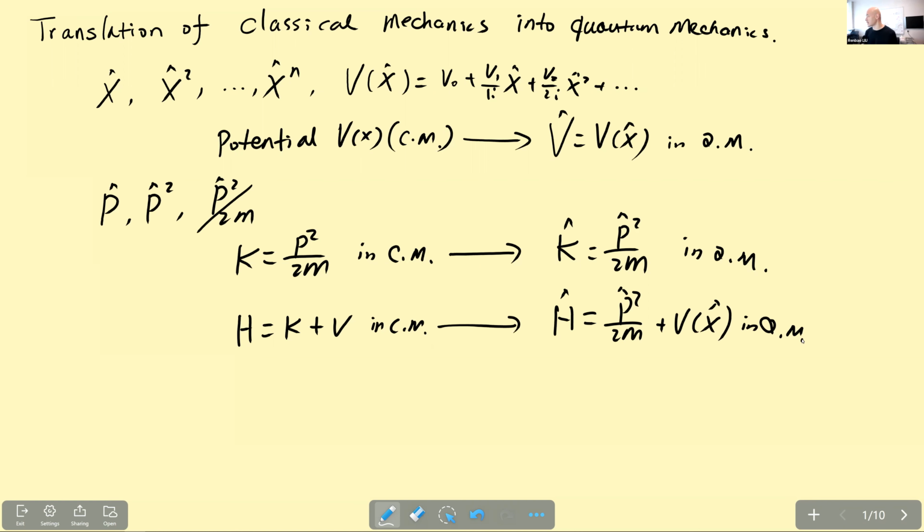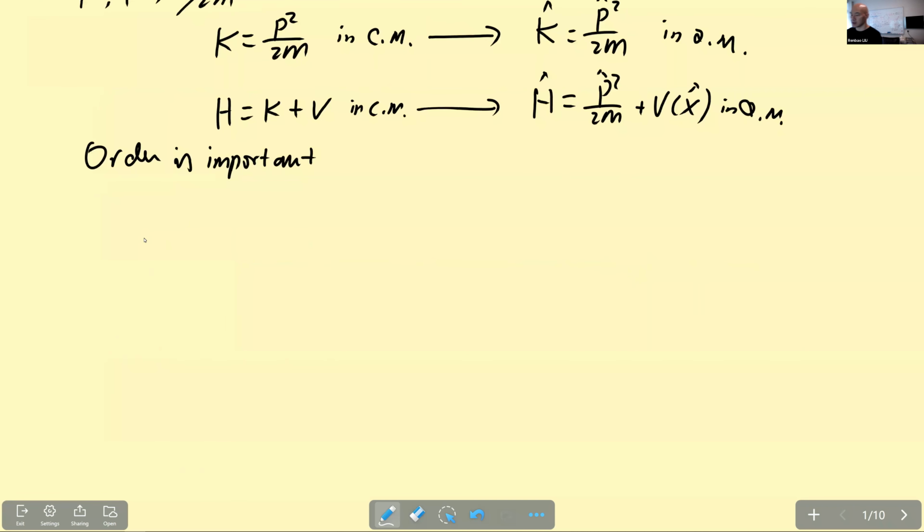But there's one thing you should pay attention to: the order is important. Sometimes this translation is not very much concerned with the order. But in some cases, you can involve a mixture of momentum and position in classical mechanics. Well, you don't really worry too much about the order, because in classical mechanics the momentum and the position actually commute. But when you do the translation, there will be some difficulty. Let me give you one example.